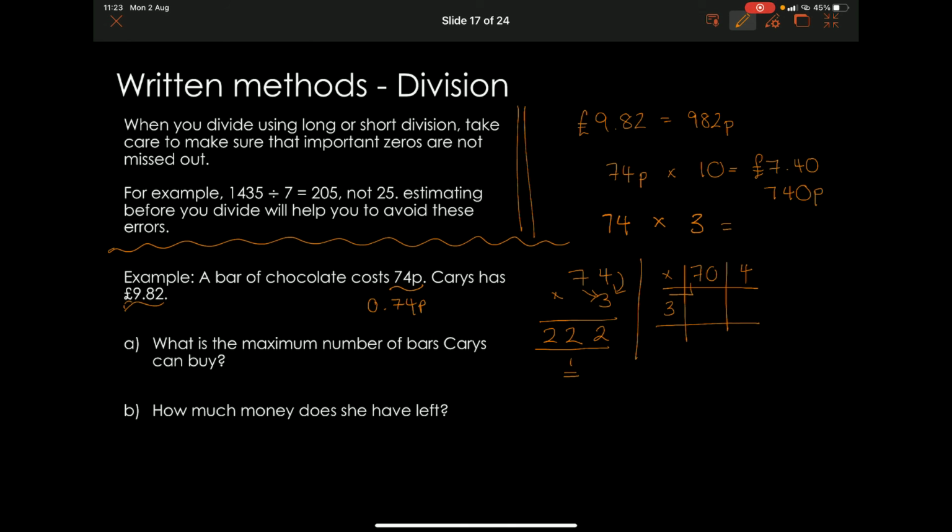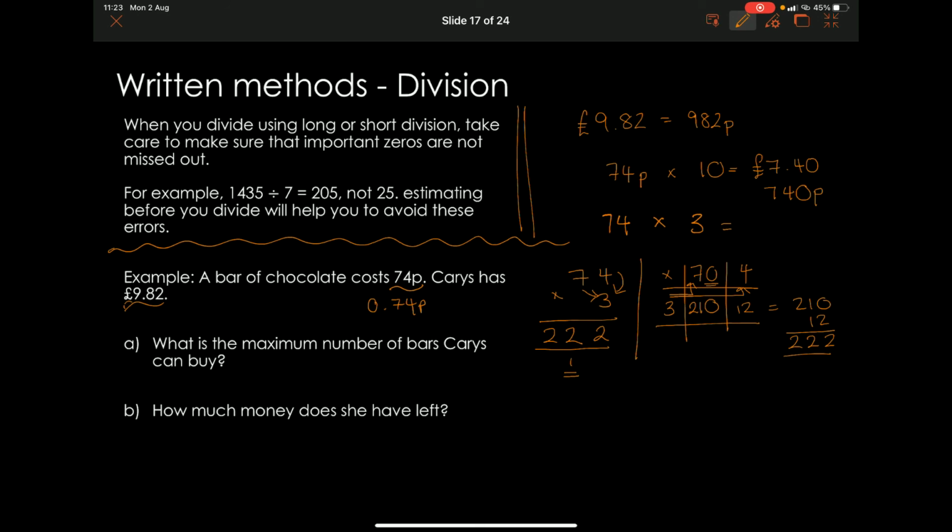Okay, 3 times 7 is 21 plus the 0. And 3 times 4 is 12. Add them together. 210 plus 12 is 222. Okay, so I'm just giving you different ways that you could work this out rather than doing a division.